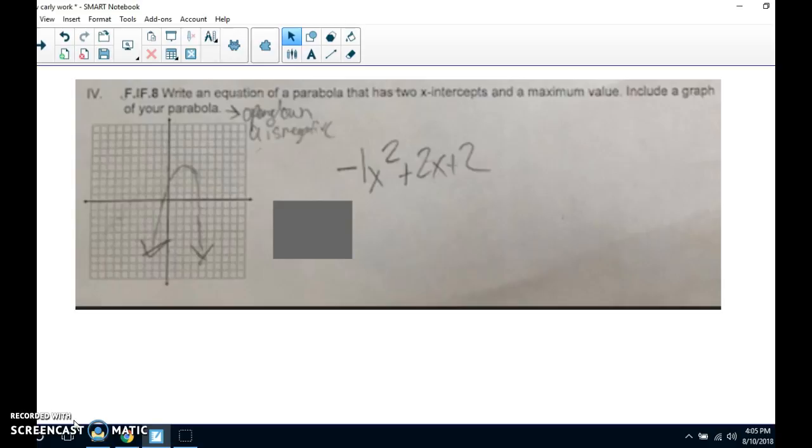Plus 2. What's that variable? Yep. All right. And then graph. Go ahead and hit graph. Let's see what you made.